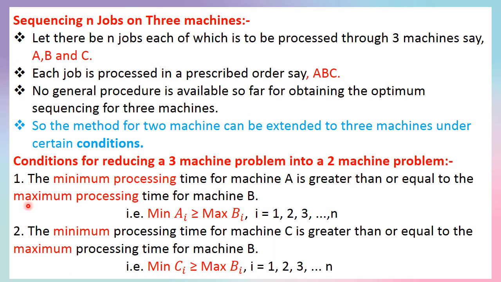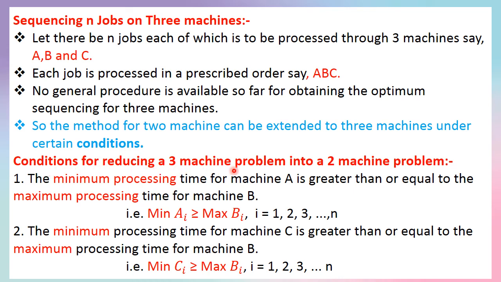Now let's learn the method of sequencing n jobs on 3 machines. Let there be n jobs, each of which is to be processed through 3 machines, say A, B and C. Each job is processed in a prescribed order, say A, B, C. That is, first the job is processed through machine A, then through machine B, then C. Now there is no general process available so far for obtaining the optimum sequencing for 3 machines. So the method for 2 machines can be extended to 3 machines under certain conditions. Let us learn the conditions for this.